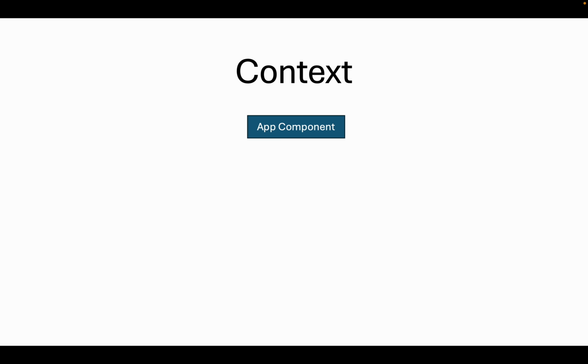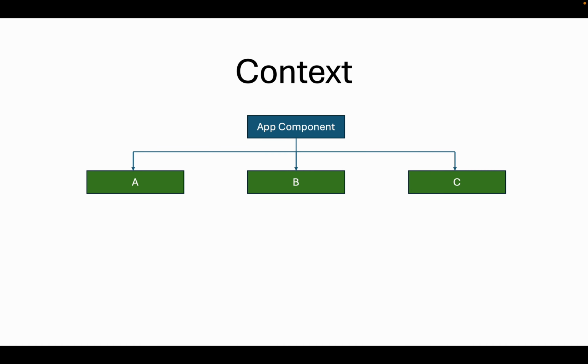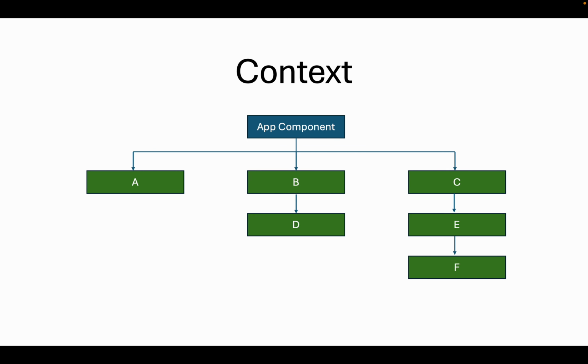Let's say we have an application. The main component always in a React JS application is the app component. Here we have an app component. Later on we have some subcomponents at the first level, that is component A, component B and component C. In the second level we have two more components, component D and component E. Later on in the third level we have another component called component F. So what is the problem here?